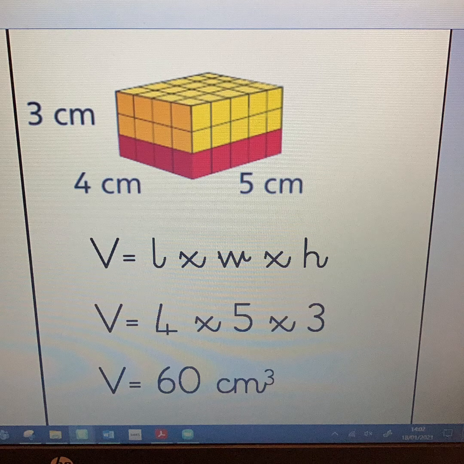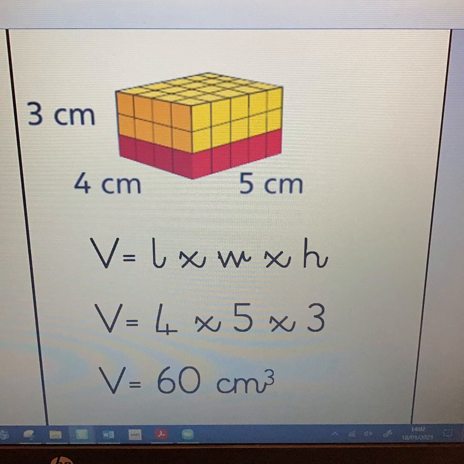Question. Do we have to do length times width times height? Do I have to do 4 times 5 times 3? Or could I do 3 times 5 times 4? Well, 3 times 5 is 15, times 4 is 60. I could have done 4 times 3, which is 12, times 5, 60. So it doesn't actually matter which order you do this multiplication in.